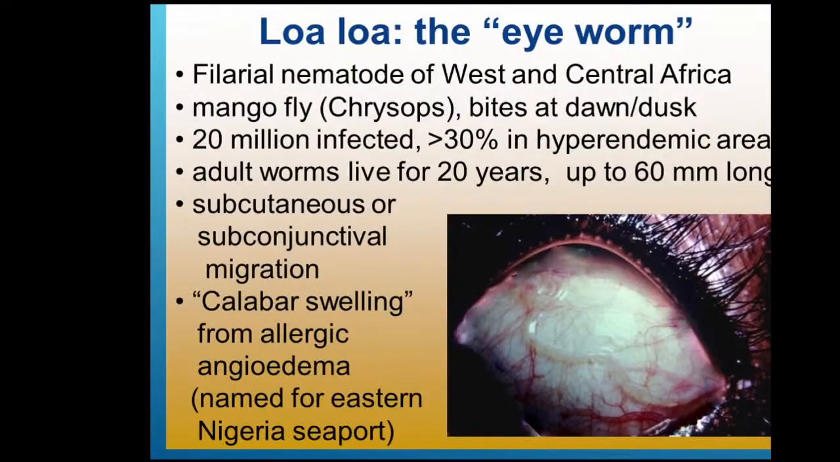The next fly is the vector for the roundworm Loa loa. The specific vector for Loa loa is the mango fly. The Latin name of the mango fly is Chrysops. People are infected by Loa loa by the bite of a mango fly. During the bite, the microfilariae move to the wound and spread in the human body. The adult worms mostly live in subcutaneous tissue and in the conjunctiva of the eyes.